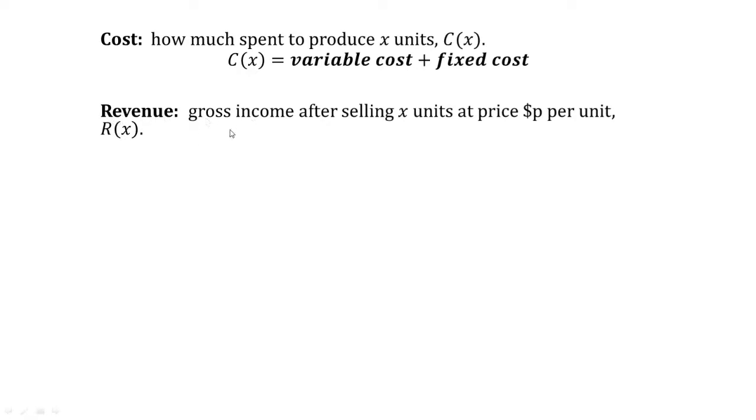And once again, you have seen this definition earlier. It's the gross income after selling X units at price P per unit, P dollars per unit. And as a function notation, it's capital R of X. The concept of revenue is quantity times price. And revenue as a final function is always quantity X times P.